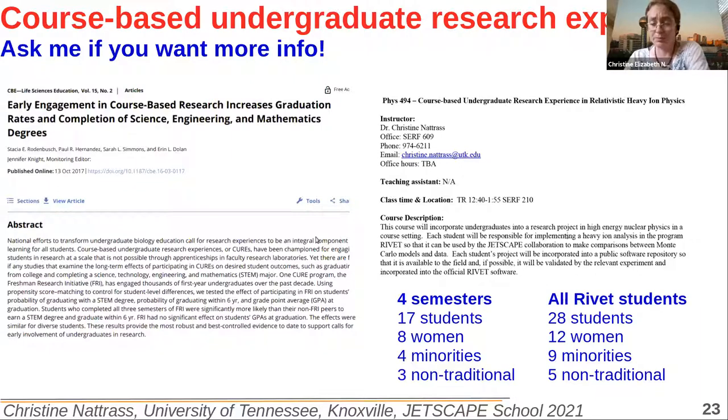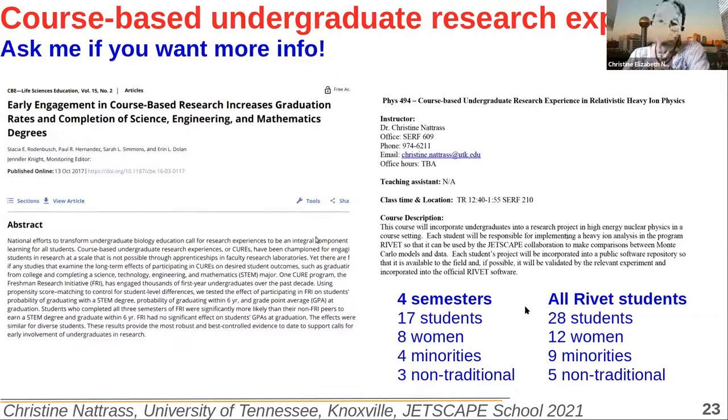So here you can see numbers from the students we've had working on RIVET at UT. In the four semesters of having the class, about half of my students have been women, and about a quarter have identified as something other than white. And I've had three non-traditional students. In comparison, our university's physics major is about 25% to 30% female, so this is an overrepresentation of women. And I want to say about 20% identify as non-white. So this is an overrepresentation, which is good.